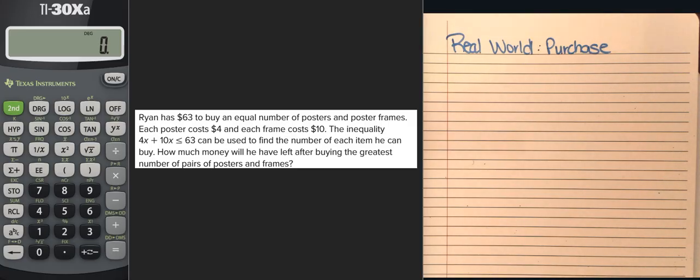So we have Ryan, he has $63 to buy an equal number of posters and poster frames. Each of the posters costs $4 and the frames cost $10. The inequality 4x plus 10x is less than or equal to 63 can be used to find the number of each item that he can buy. How much money will he have left after buying the greatest number of pairs of posters and frames?